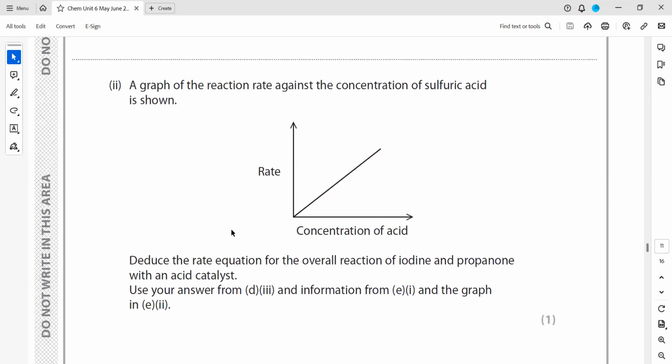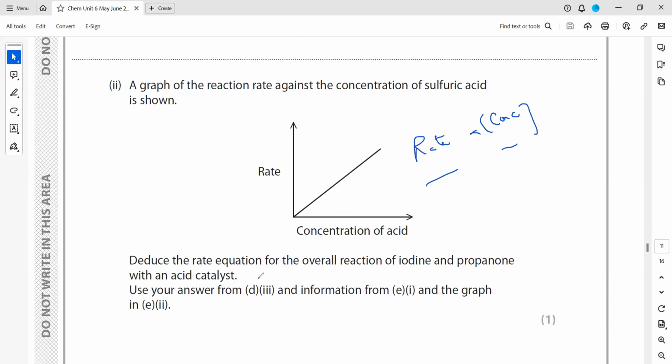The graph of rate against the concentration of sulfuric acid is shown. So look, this is a straight line graph. What it shows is that the rate is directly proportional to concentration. And if rate is directly proportional to concentration, it means it is first order. Because if it was a second order reaction, then what would be the shape of the graph? It would be curved. If it's zero order, then it will be a horizontal line. So it's first order because the rate is directly proportional to concentration.